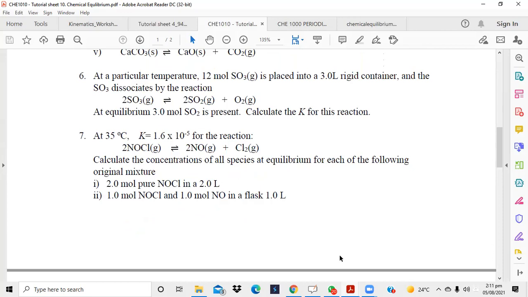At a particular temperature, 12 moles of SO3 is pressed into a 3 liter rigid container, and the SO3 dissociates by the reaction. So we've been given the reaction, we've been given the equation, we've been given the information of the initial concentration of the material that was decomposing. Okay. So now, how do we calculate K in such a case?